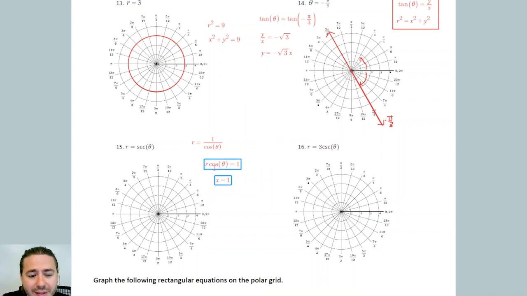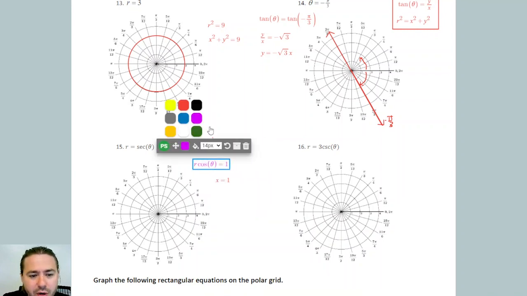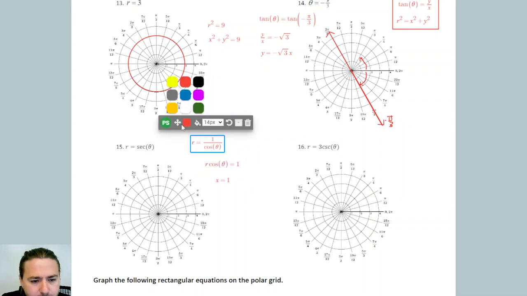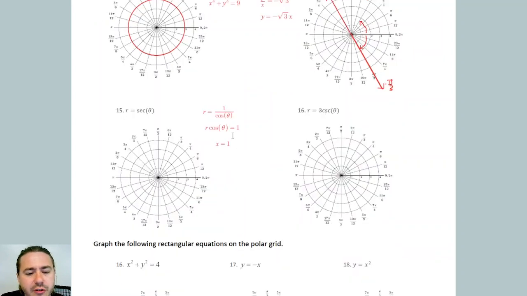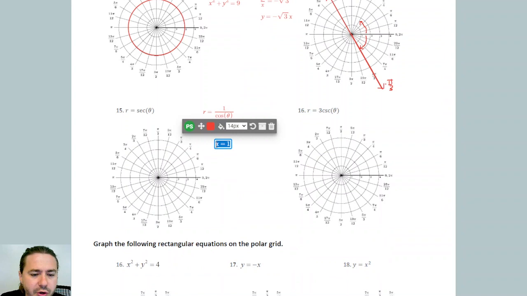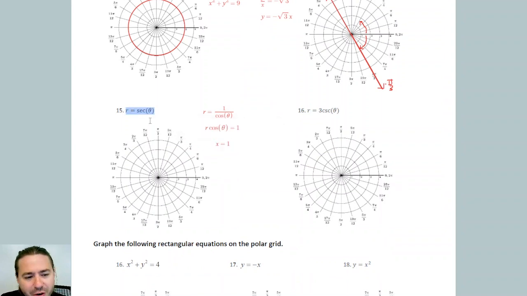In this case, it's probably easier to actually convert to know what it looks like. If you have something simple like r equals a number or theta equals a number, those are just going to be a circle or a line. But if it's secant or cosecant, you're probably better off converting it first, so that most of us will know what x equals 1 looks like before we know what r equals secant theta does. So this should just be a vertical line where x is 1. I'm trying my best to make that vertical. And there you go, there's your graph.